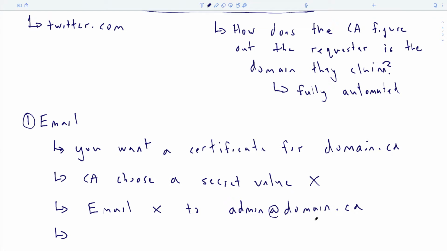Okay, and then if you actually control this email address, you'll fetch that value X out of the email, and you'll submit it back to the CA and say, look, I must be from domain.ca because I can tell you what the value is that you sent me. And you'll send it back to them through their website.